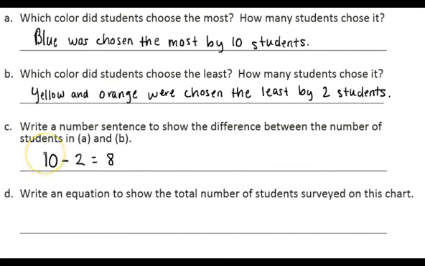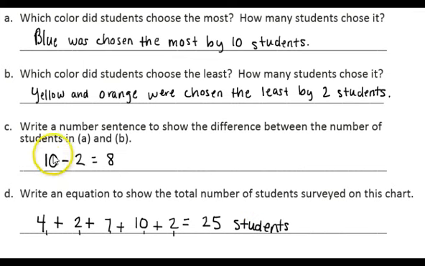And question D says, write an equation to show the total number of students surveyed on this chart. So we had 4 students for green, 2 for yellow, 7 for red, 10 for blue, and 2 for orange. And I'm going to combine some of these numbers to add them easily. So if I say 2 and 2 is 4, plus 4 is 8, plus 7 is 15, plus 10 is 25. So there were a total of 25 students who would have taken this survey.